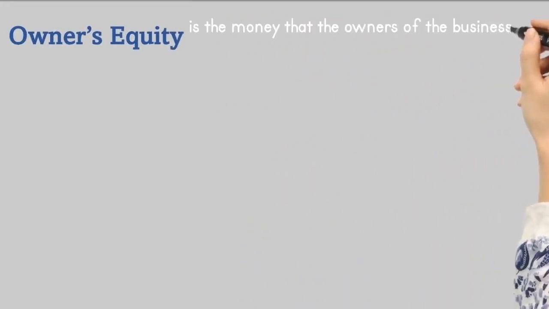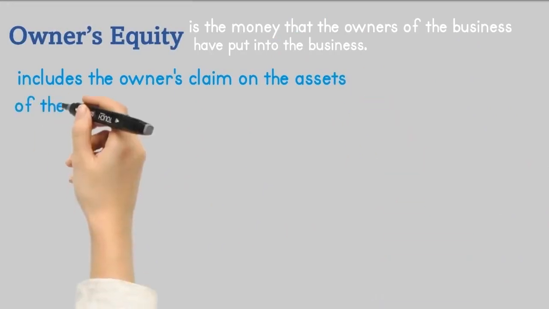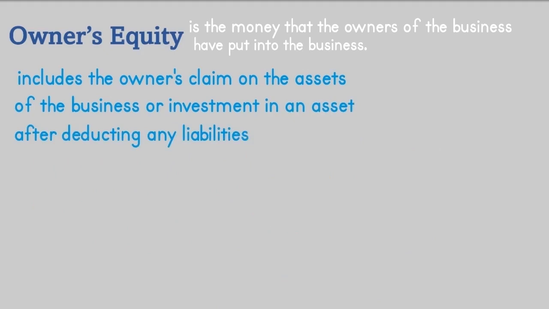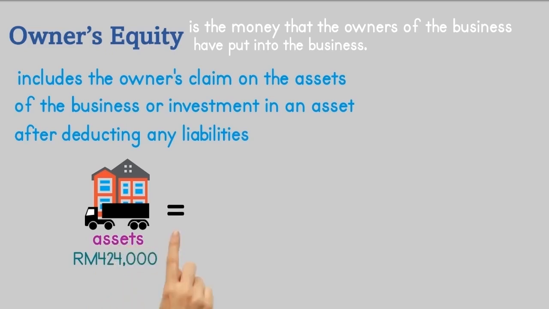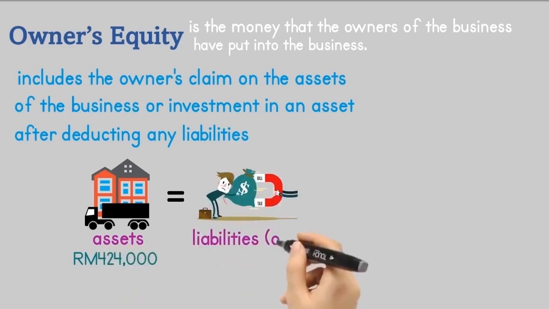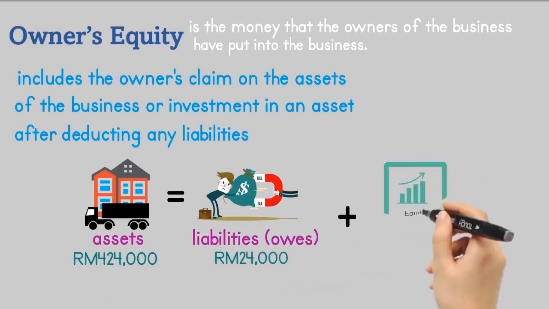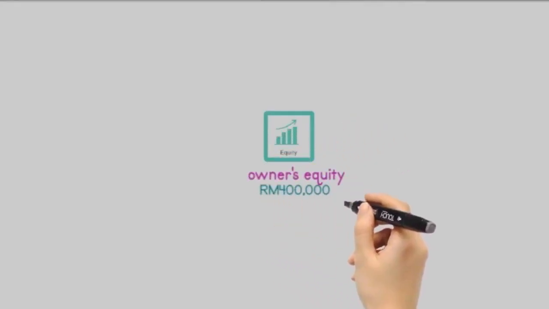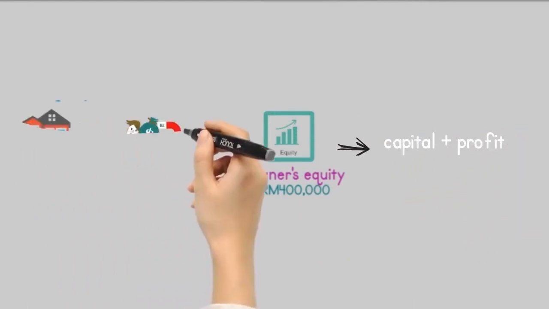Owner's equity is the money that the owners of the business have put into the business. It also includes the owner's claim on the assets of the business, or investment in an asset after deducting any liabilities. For example, if the business owns assets of $424,000 and the business owes outsiders $24,000, it means the business owes the owners $400,000. Owner's equity also consists of the amount of profit a company makes at a certain point in time.